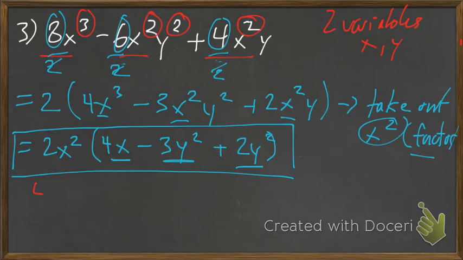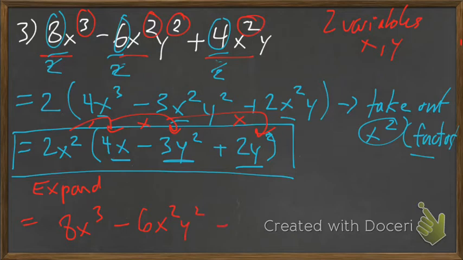Now I can always expand to check. Expand means distributing this value, multiplying it each time. So I would have 8x cubed, subtract 6x squared y squared, plus 4x squared y squared. So I think I did actually make a mistake with that y squared, so that shouldn't be there. And that's it. We're good.